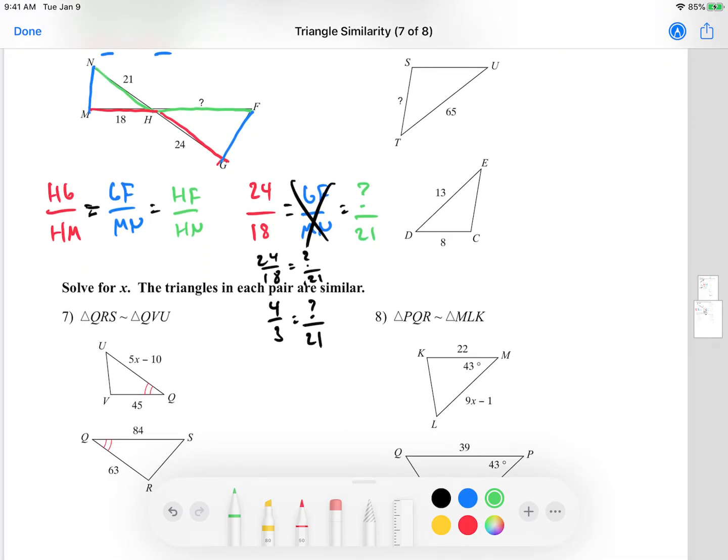So how we solve proportions, since I know some people had this question, is we do what's called the cross product property. Hopefully you guys remember that from algebra 1. All I do is I multiply the extremes by the means. Basically that's just saying I take 4 times 21, and in order for this proportion to be true, that has to equal 3 times question mark.